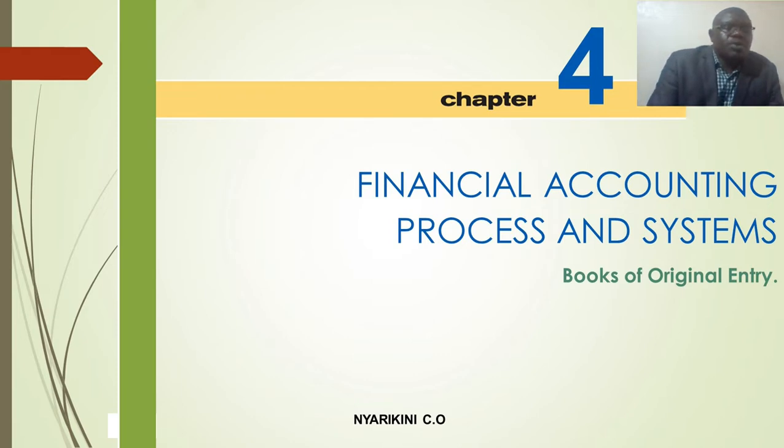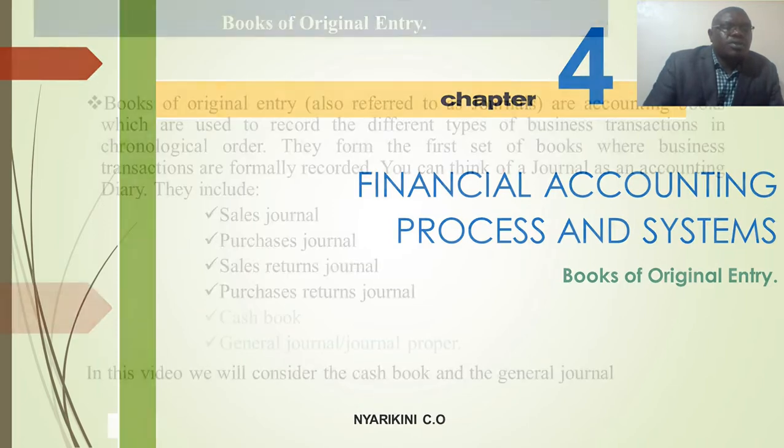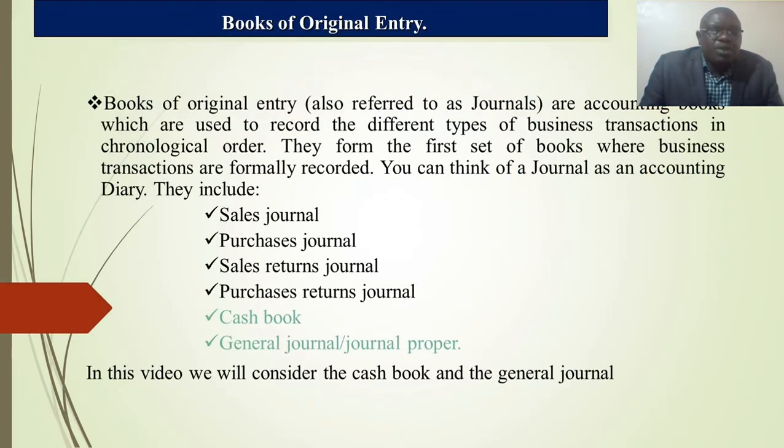In this video, we are going to look at books of original entry. Previously, we said that they are the first set of books where business transactions are formally recorded. We have looked at the first four books of original entry, that is the sales journal, the purchases journal, the sales returns journal, and the purchases returns journal. In this video, we are going to cover the remaining two books of original entry, that is the cash book and the general journal, or the journal proper.